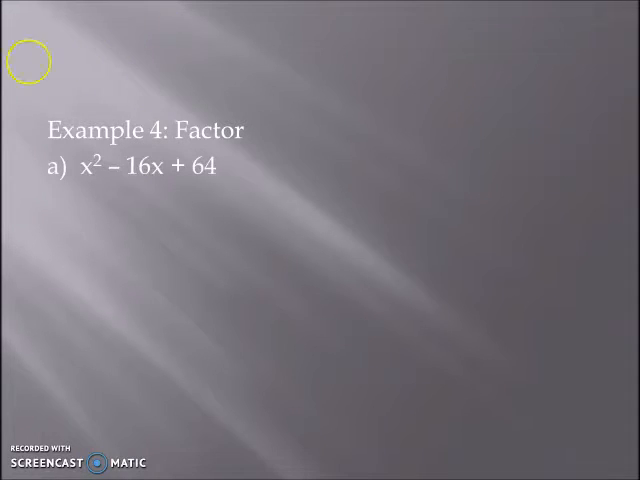So let's go to something a bit harder. In fact, let's go to example 4 where we actually have to do the opposite. Instead of expanding, we are factoring. So let's get our first number out here. And you're probably wondering, how do we go from expanding to factoring in perfect squares? Well, we have to do something called a check. What is a check, you may be asking?